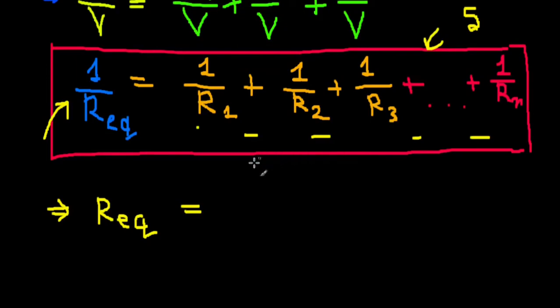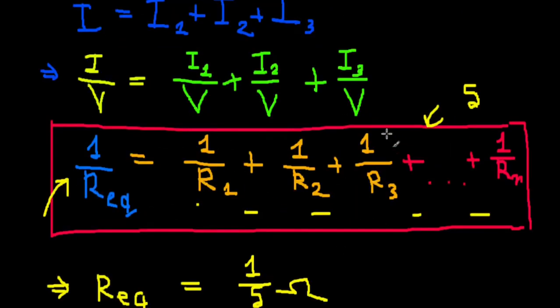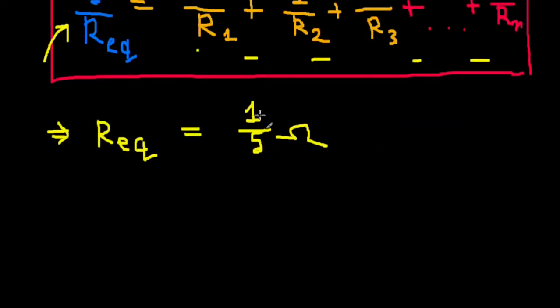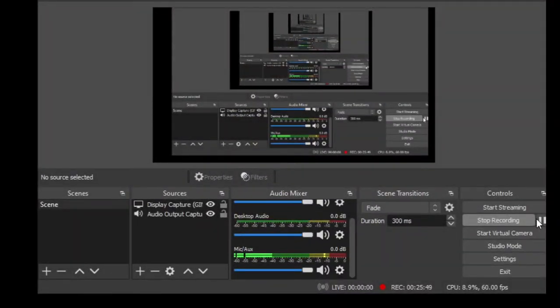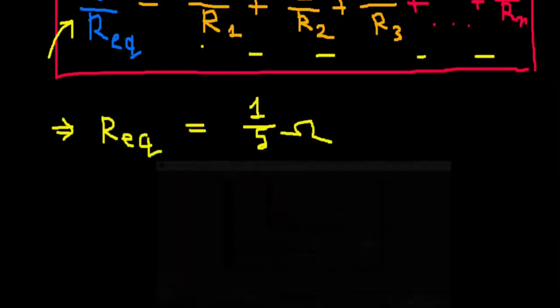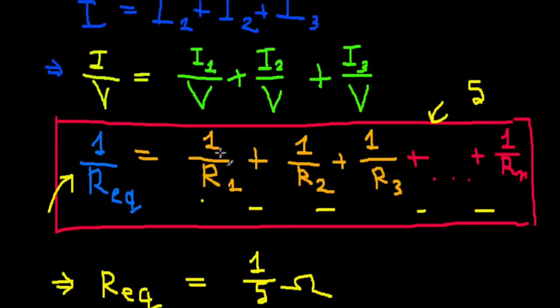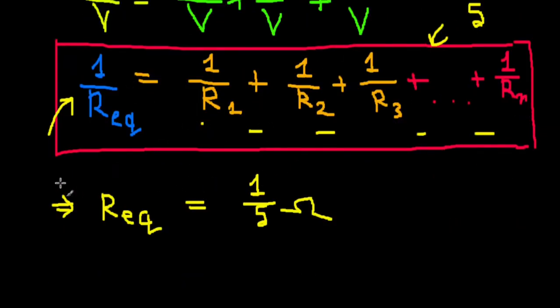Now we need to take the reciprocal. To find the equivalent resistance, we actually need to take the reciprocal. That's going to be 1 by 5 ohms, or whatever the unit is. So that's the thing, we cannot forget to take the reciprocal. Wait, I'll pause for a bit. As I was saying, we need to be careful about taking the reciprocal at the end of the calculation.